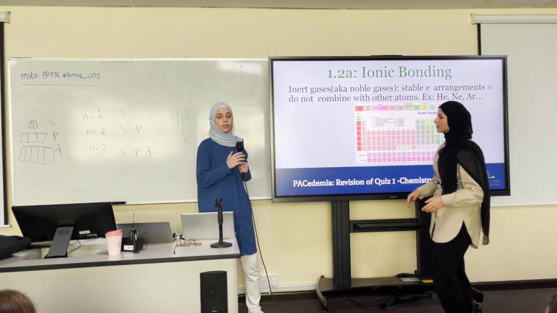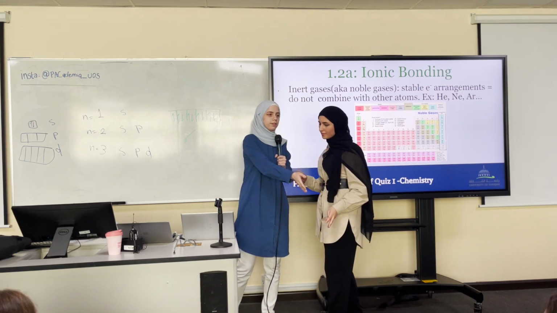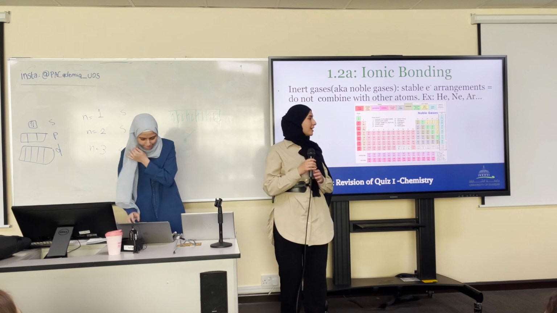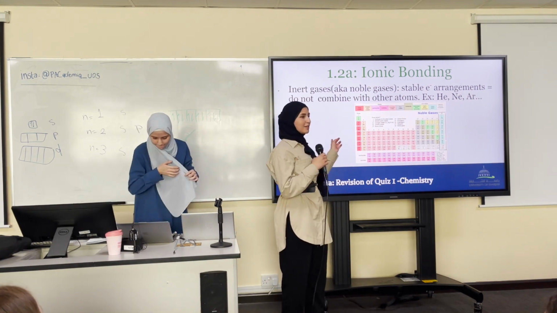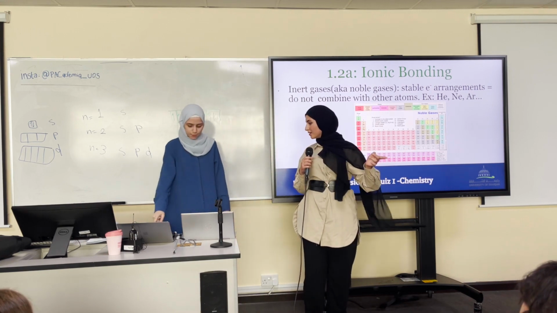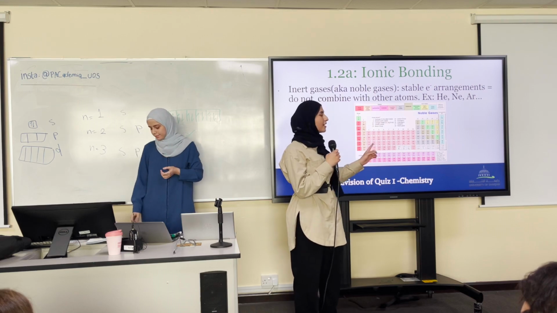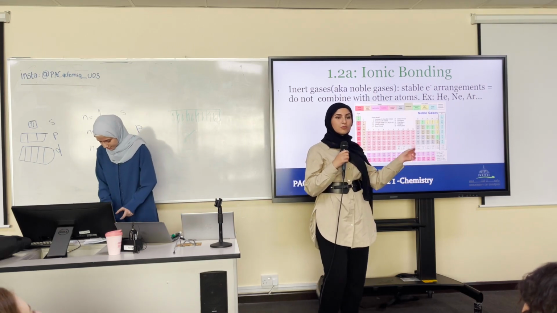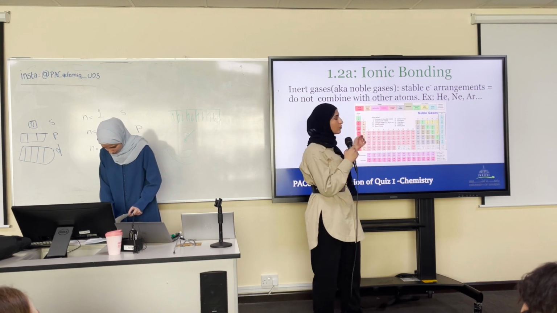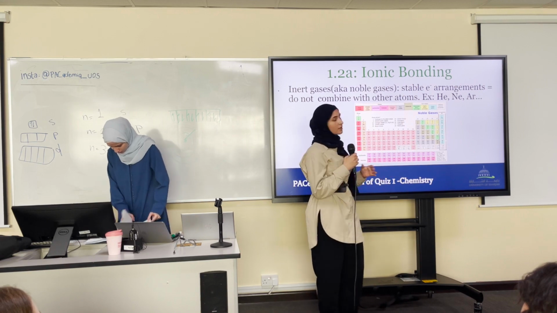Now we'll start with the bonding. We talked about the octet rule that will lead to the bonding. Before starting with ionic bonding, do you know what inert gases or noble gases are? Yes, they have a stable electron arrangement in which they have a full octet, and they do not combine with any other elements because they are stable.